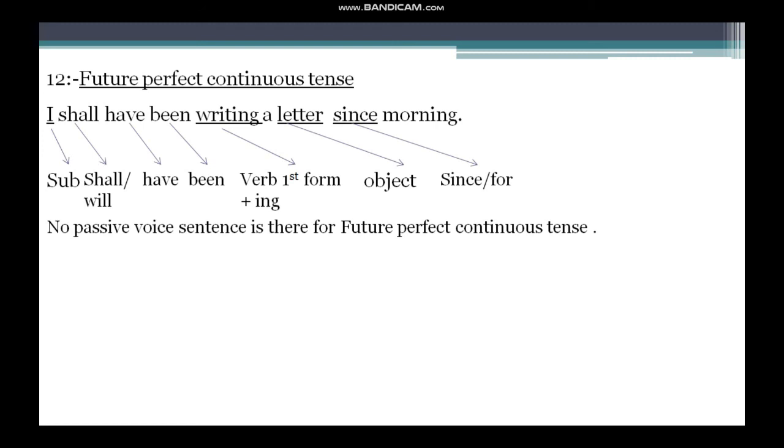At last, in future perfect continuous tense, there will be no passive voice sentences. Means the sentences will remain in active voice and there will be no change into passive voice in future perfect continuous tense. So the sentence will be, I shall have been writing a letter since morning. Means firstly we will place the subject, then will or shall according to the subject, then have, then been plus verb first form plus ing plus object plus since or for. And the formation of this sentence will be in active voice. I shall have been writing a letter since morning. There will be no passive voice in future perfect continuous tense.